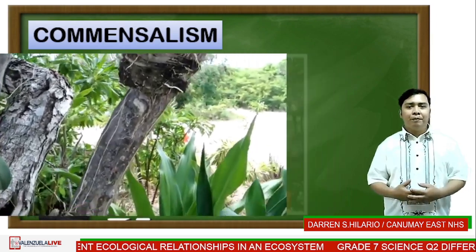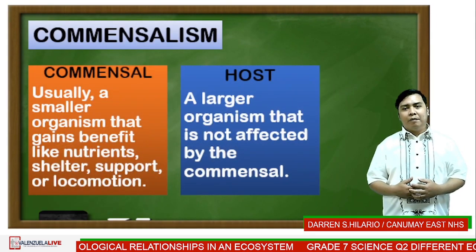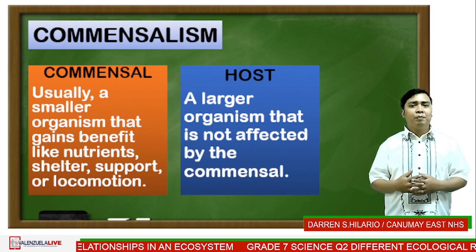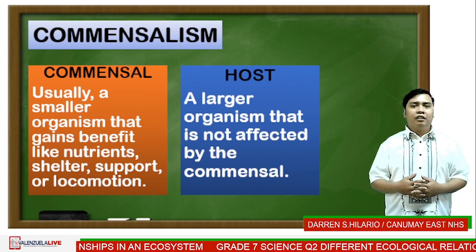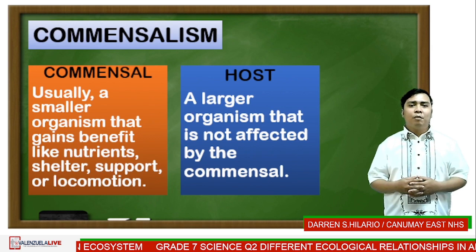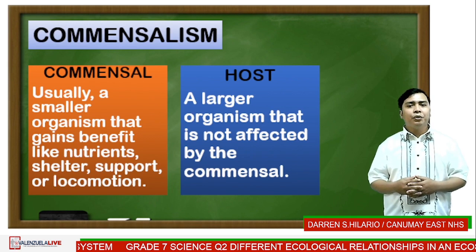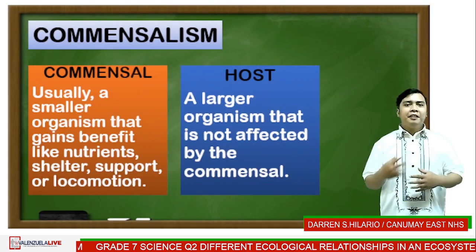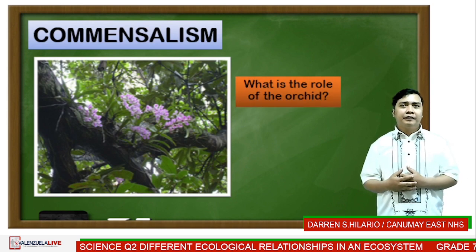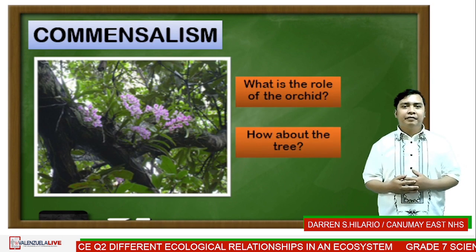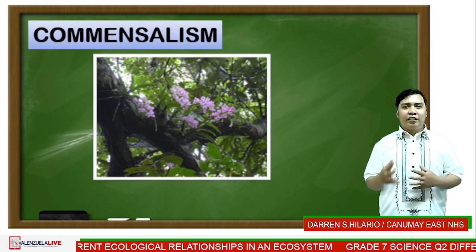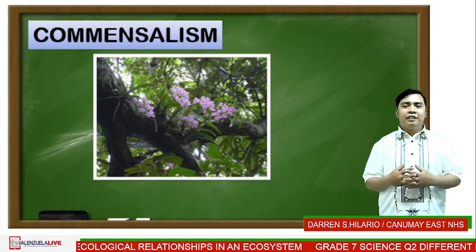In commensalism, there are two roles played by the organisms, a commensal and a host. The commensal is the organism that gains benefit like nutrients, shelter, support, or locomotion from the host, which is not affected. The commensal relation is often between a larger host and a smaller commensal. In the tree-orchid relationship, what is the role of the orchid? How about the tree? Very good. The orchid is the commensal while the tree is the host.